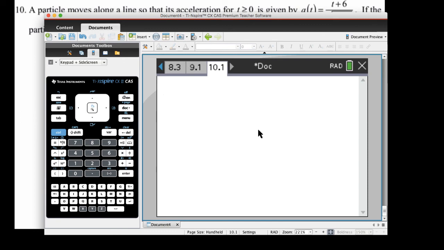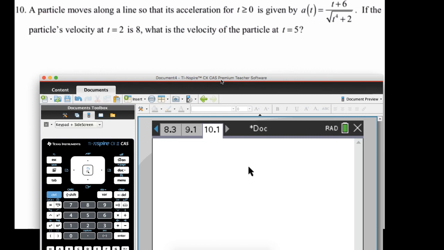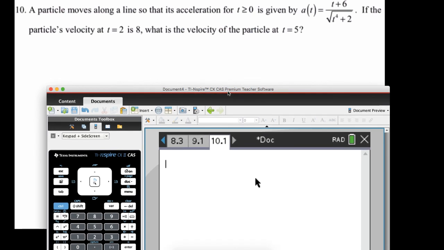All right, a particle moves along. What does it move along? Particle moves, let me get out of the way. Particle moves along a line so that its acceleration for t greater than or equal to 0 is given by a of t equals t plus 6 over radical t to the 4th plus 2. I feel like I use radical t to the 4th a lot in this problem set. If the particle's velocity at t equals 2 is 8, what is the velocity of the particle at t equals 5? Okay, so it feels exactly like the problem we already did.